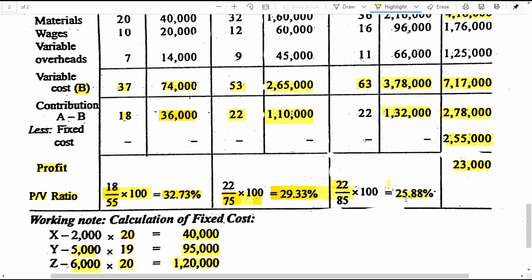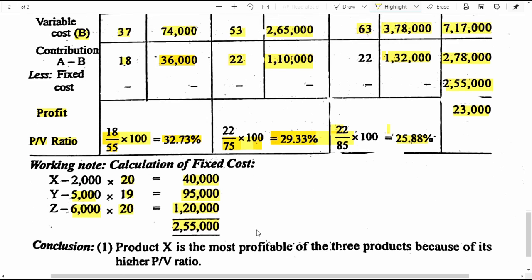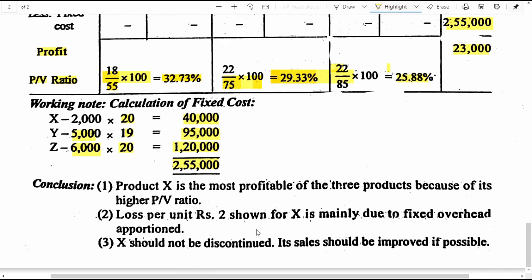Then, is it advisable to discontinue the product since it is incurring a loss temporarily of 2 rupees per unit? No, it is not really advisable to discontinue product X. Perhaps the company should take adequate efforts to increase the sales of product X, then only it can earn the maximum profit. So product X is found to be more profitable than the other two products. It's because it is associated with a higher PV ratio compared to the other two products named Y and Z. That's the conclusion given here through the 3 points.